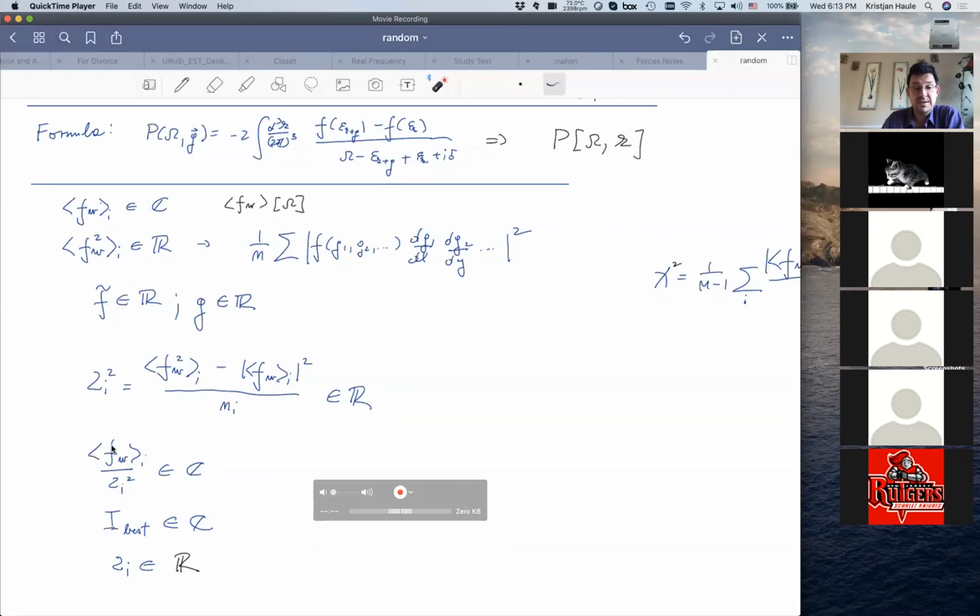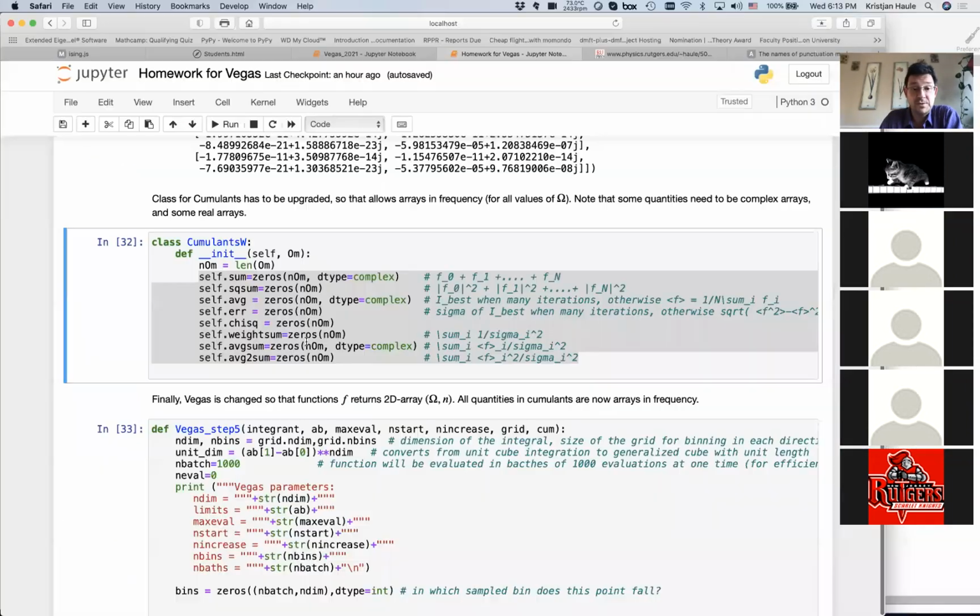Sigma square is going to be real, but f divided by sigma square is going to be complex, and I best is going to be complex, and sigma is going to be real. So therefore, all these quantities need to be properly defined.